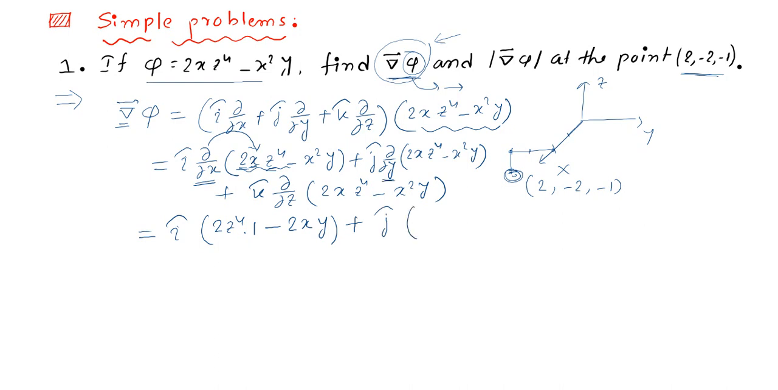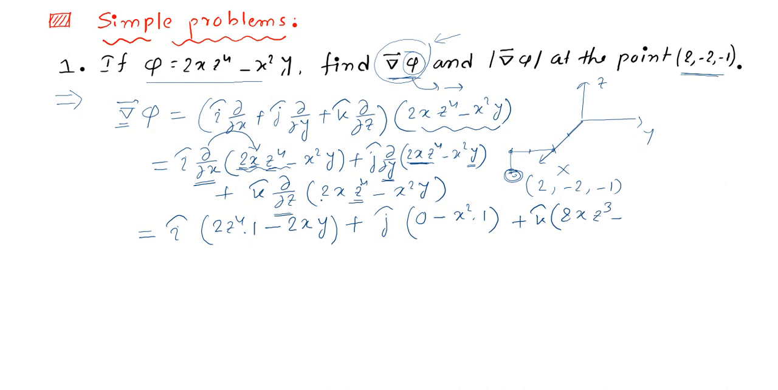So del y will operate only on the y term, but in the first term there is no y, so it gives you 0, because 2x z to the power 4 is all constant for del y. Minus del y operating on y gives you 1, so x square into 1, plus k cap del z. Del z operating on z to the power 4 gives you 4 z cube, so 4 into 2 is 8, so 8 x z cube.